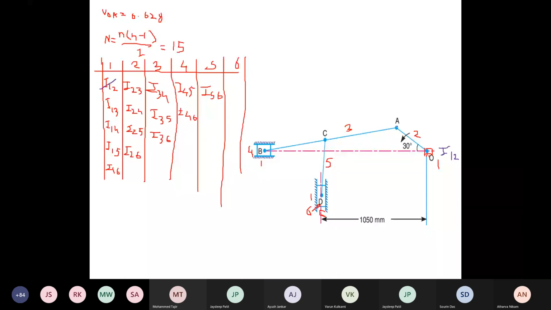Now at A, which ICR will you get here? I2 and 3 are connected here, right? Means I2,3, correct? Yes, sir, I2,3. Next at C, I3,5. Correct, I3,5.